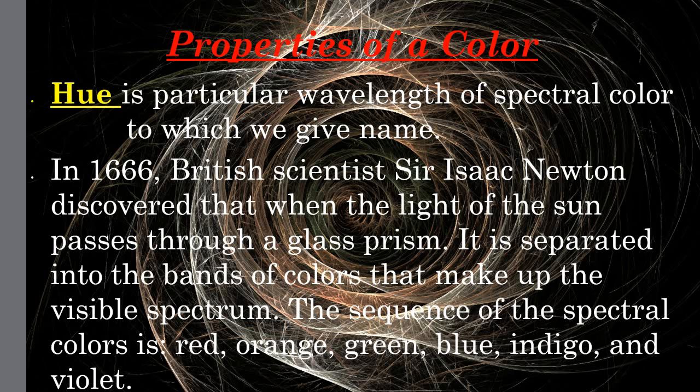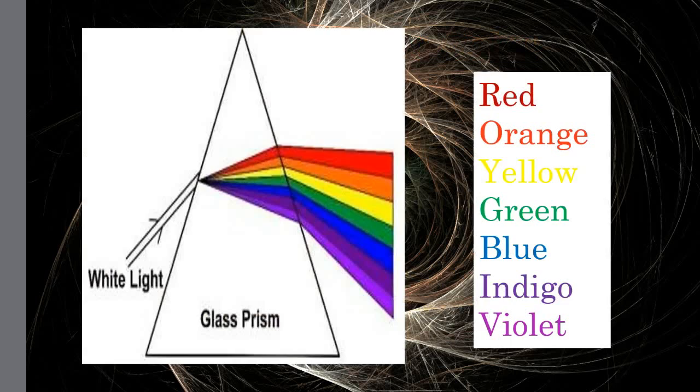The properties of a color. Hue. It is a particular wavelength of spectral color to which we give a name. In 1666, British scientist Sir Isaac Newton discovered that when the light of the sun passes through a glass prism, it is separated into the bands of colors that make up the visible spectrum. The sequence of spectral colors is red, orange, yellow, green, blue, indigo, and violet.